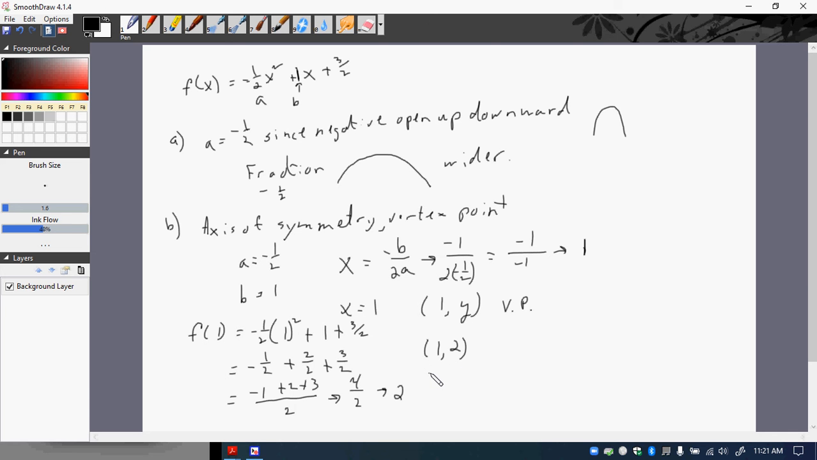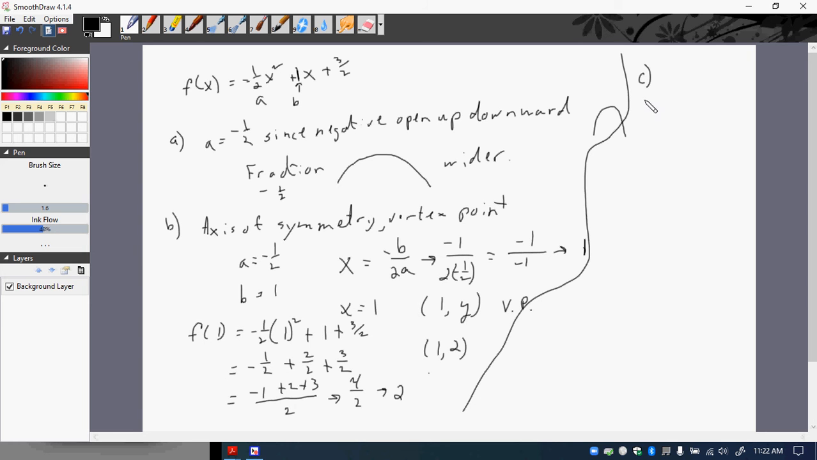So that took care of my B. Then C says find the discriminant and determine the number of x-intercepts. So I'm going to do C now. So see if I can draw a line so I have separation. So here's C up here.